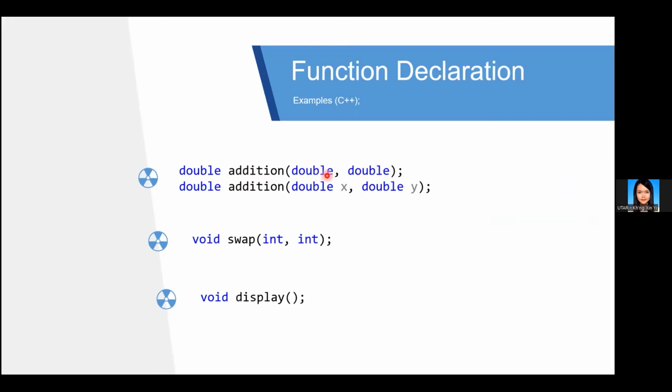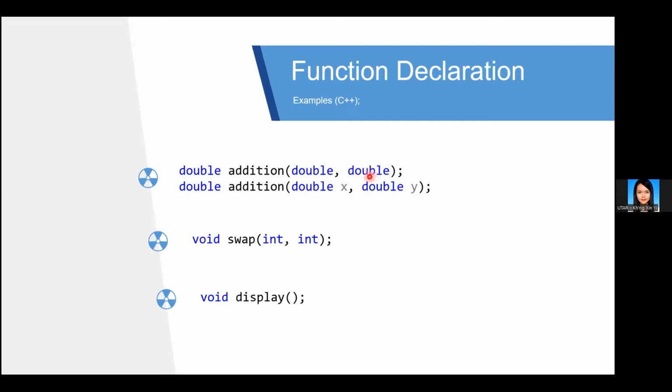Okay, so for this double here, you can see that there are 2 doubles here, which means that we are going to pass down 2 values to the function, 2 arguments, and the values are of double data type.